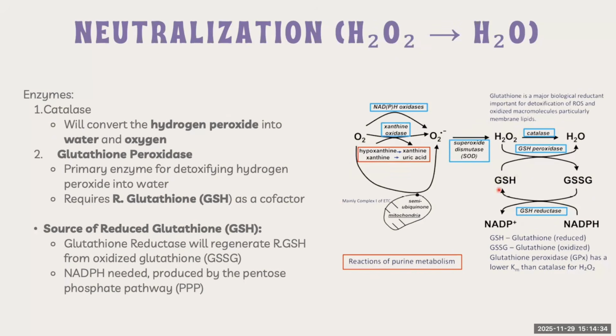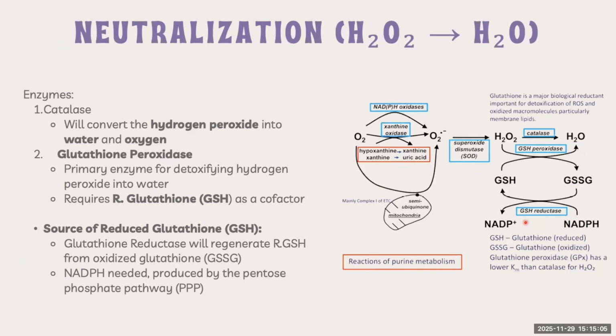Glutathione peroxidase will use something called glutathione, a reduced form of glutathione, as a cofactor, okay? This reduced form of glutathione, once it is used by the glutathione peroxidase, will be oxidized into the oxidized form, okay? Now that we have the oxidized form, we want to recycle it back into the reduced form so that the glutathione peroxidase can still function, okay? How this is done is via another enzyme, which is your glutathione reductase. This glutathione reductase needs a cofactor, which is your NADPH, and this NADPH comes from your pentose phosphate pathway.